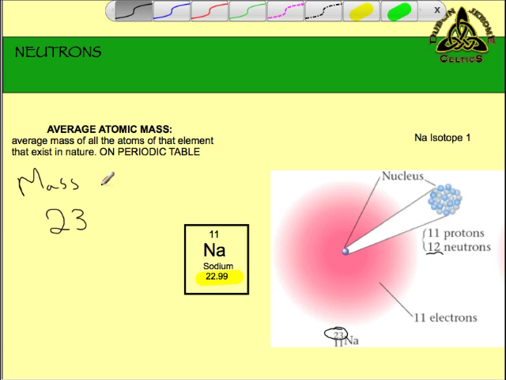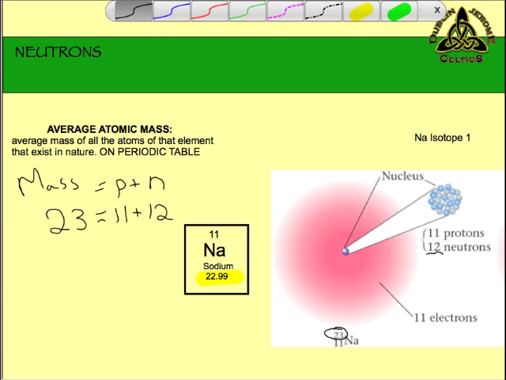And we've got this little equation here. The mass, remember, is protons and neutrons. Electrons don't weigh anything, so that second number is only coming from the protons and neutrons. Sodium has 11 protons. That's the atomic number, and it'll never change. Therefore, we can calculate the neutrons: 12 in this case, based on that mass.